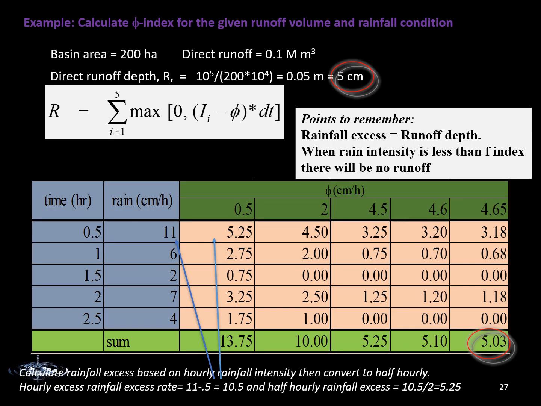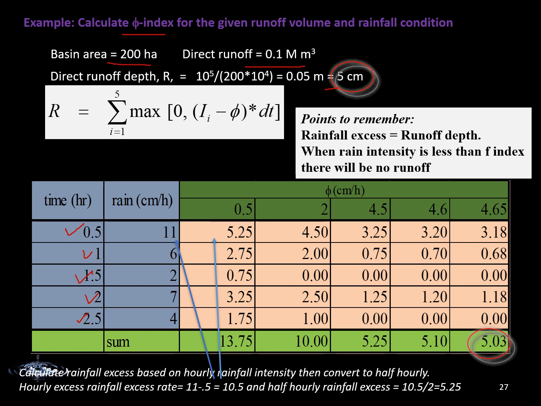So this is another example for the phi index. Basin area is 200 hectare, direct runoff is 0.1 million meter cube, and direct runoff depth is 5 centimeter. Now we want to find out what is the phi index. Okay, so time 0.5, the rainfall is given 0.5, 1, 1.5, 2, 2.5.